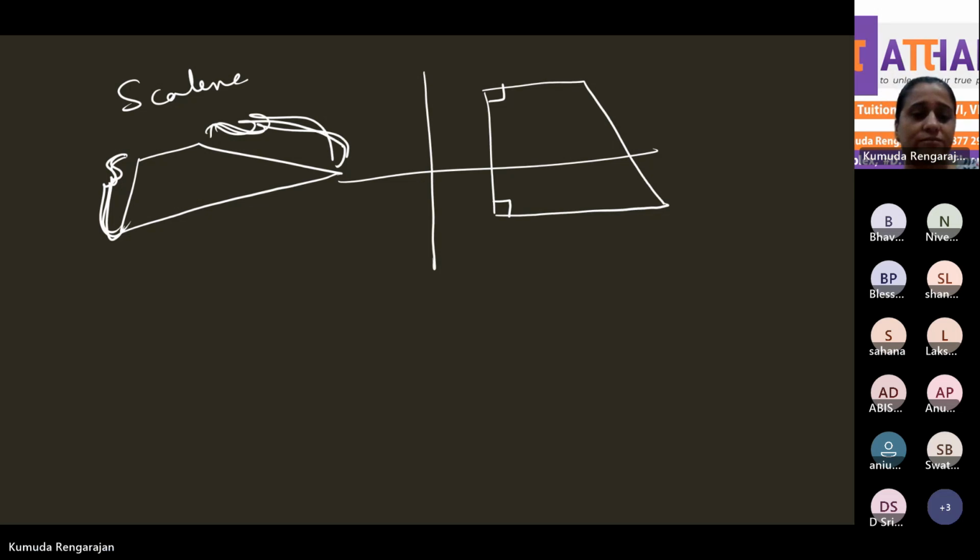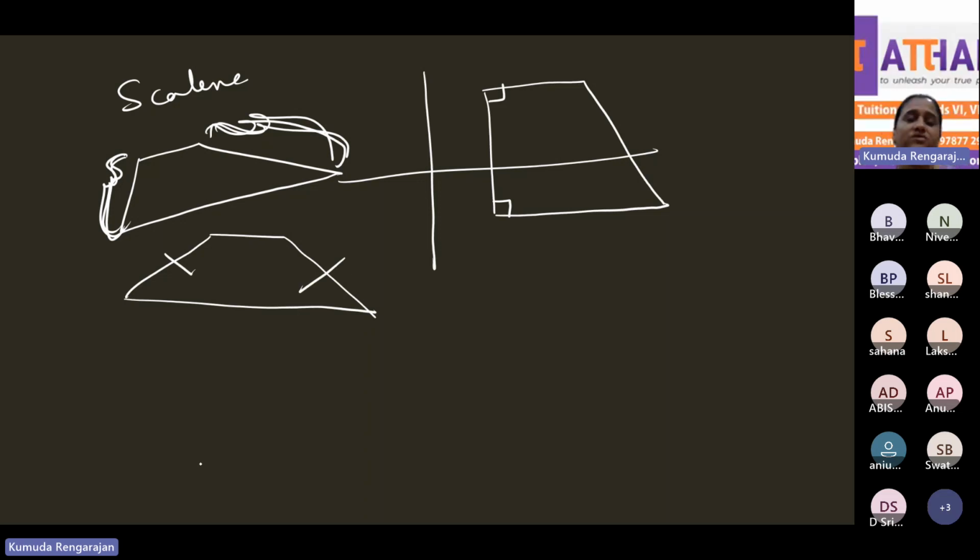So that looks like this. These 2 sides are equal. Isosceles trapezium. If these 2 sides are not equal, scalene trapezium. If one side is perpendicular between the parallel sides, you can make out. These are the parallel sides, and this side is perpendicular to the parallel sides. It's a right trapezium. So isosceles trapezium, scalene trapezium, right trapezium. This is a right trapezium. This one is an isosceles trapezium. This is a scalene trapezium.